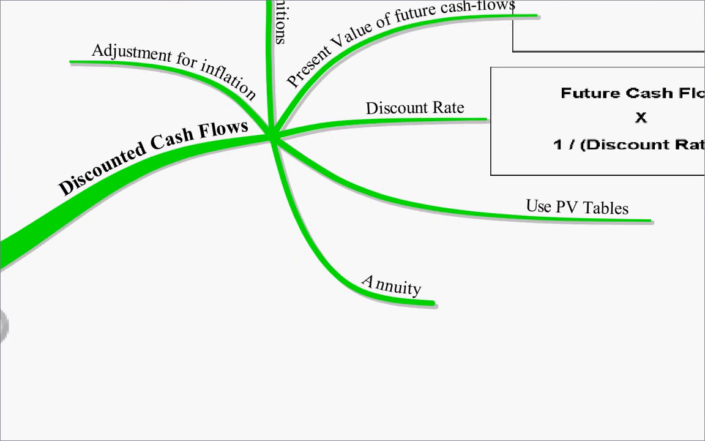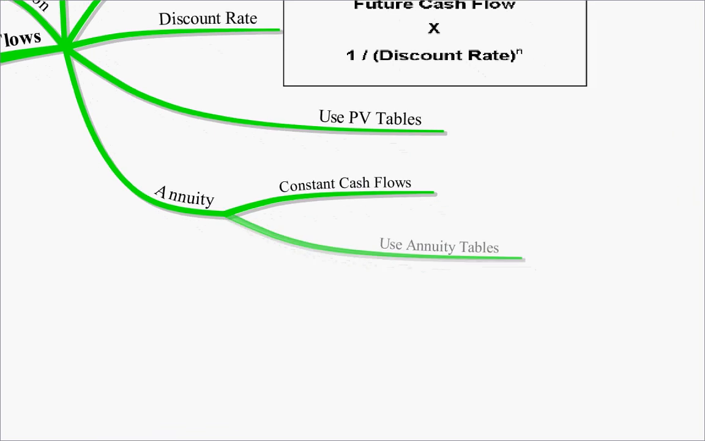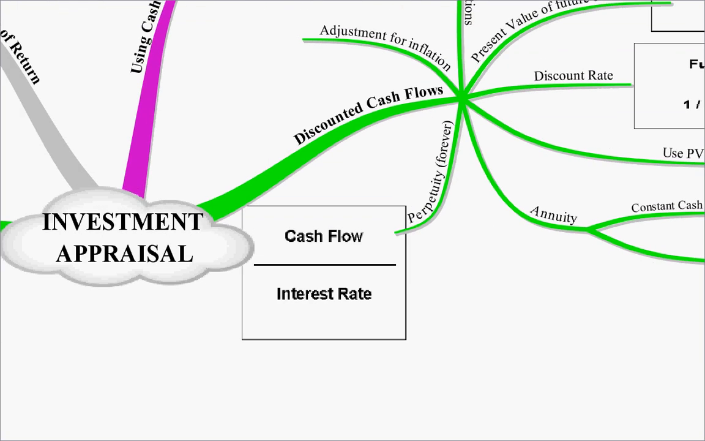An annuity then is used if you have a constant cash flow over a number of periods. It's the second of the tables in the exam. If you have a constant cash flow for several periods, use your annuity tables. It'll save you a little bit of time. And if you receive a cash flow forever, i.e. a perpetuity, it'll simply be the cash flow over the interest rate, which will give you the present value of that perpetuity.